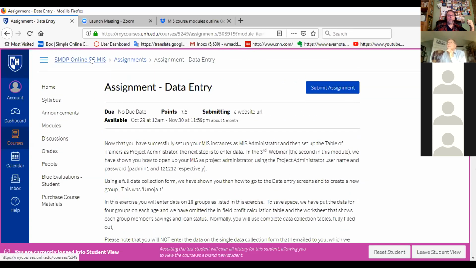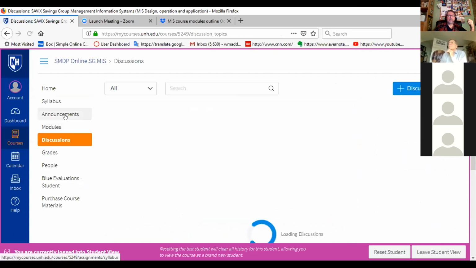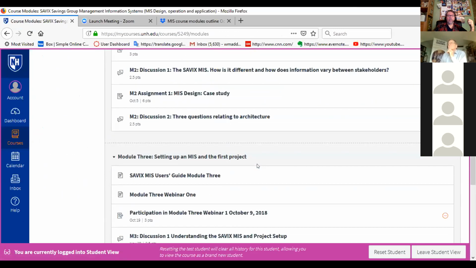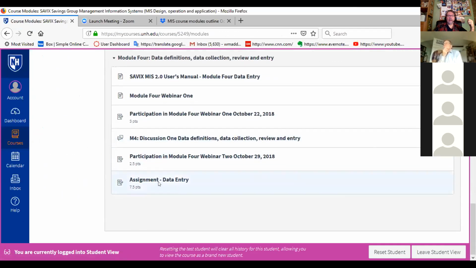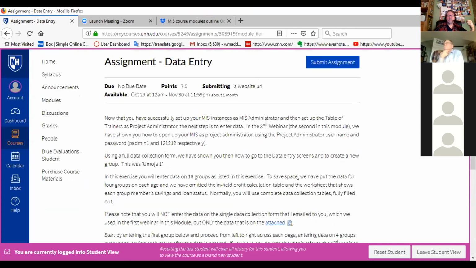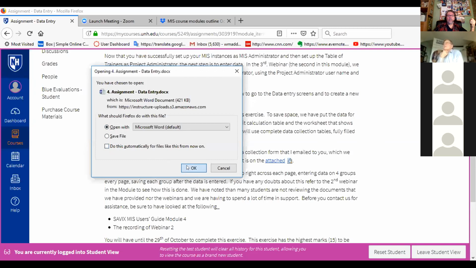So if you go back, people can see where to find it. Here we are at the main page of the course, and then we go to modules, and then we go down to module 4, and then we go to the very last item, which is assignment data entry. And that's it. Here's the assignment, and it's described. And then the data sheet that you're talking about is right here, right, Hugh? Yes, I believe so. So if we click on it, let's check it out.